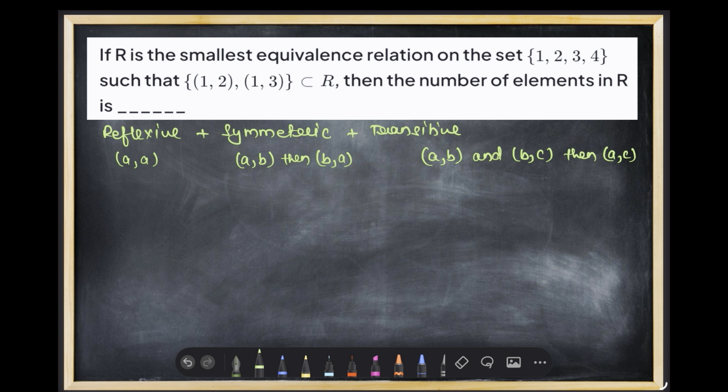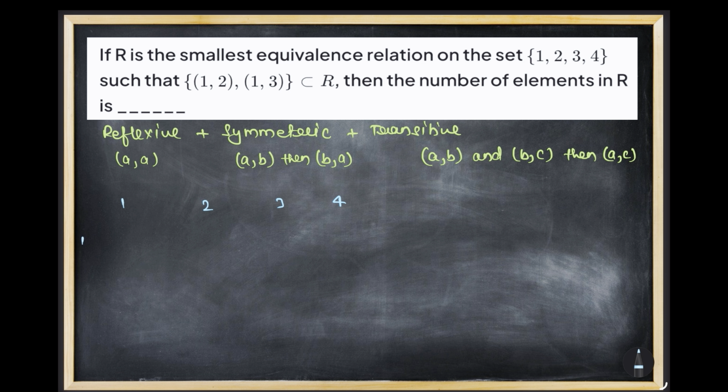Try to understand. First, what you have to do is make the Cartesian product. So 1, 2, 3, 4 and 1, 2, 3, 4: 1 comma 1, 1 comma 2, 1 comma 3, 1 comma 4, 2 comma 1, 2 comma 2, 2 comma 3, 2 comma 4, 3 comma 1, 3 comma 2, 3 comma 3, 3 comma 4, 4 comma 1, 4 comma 2, 4 comma 3, 4 comma 4.